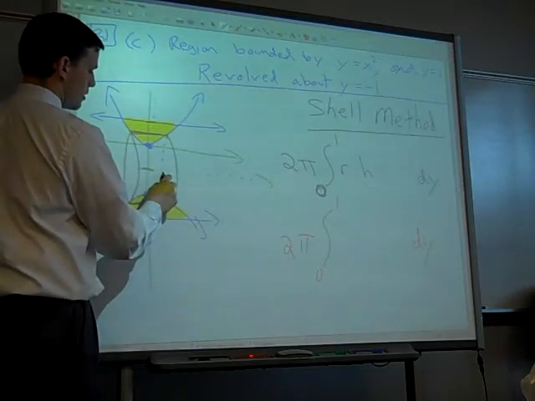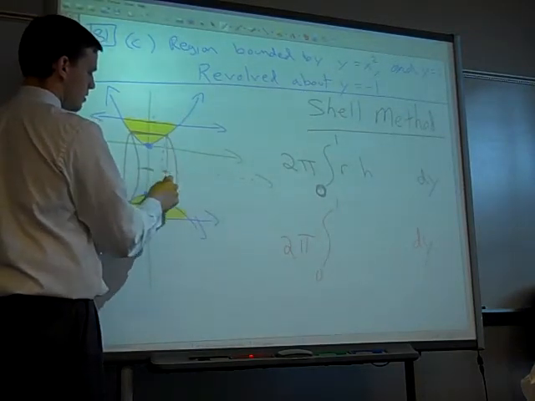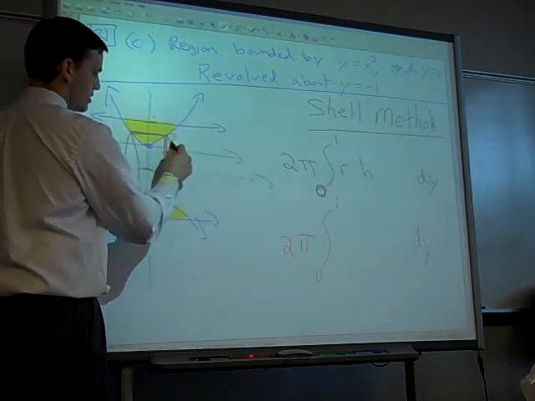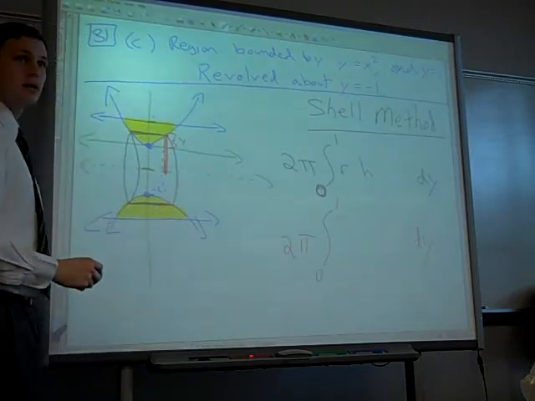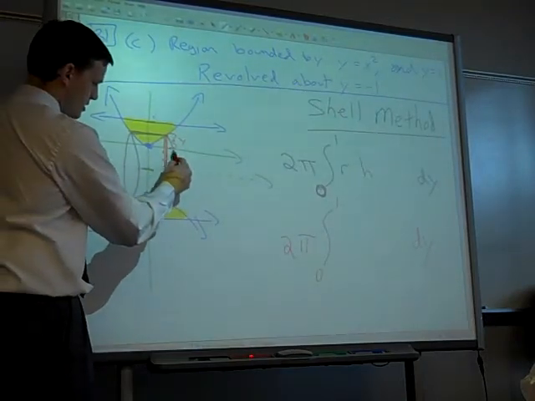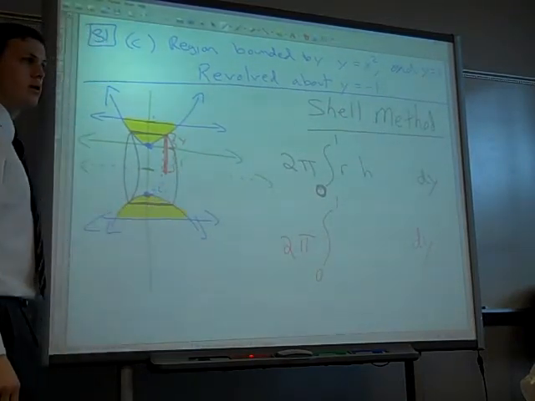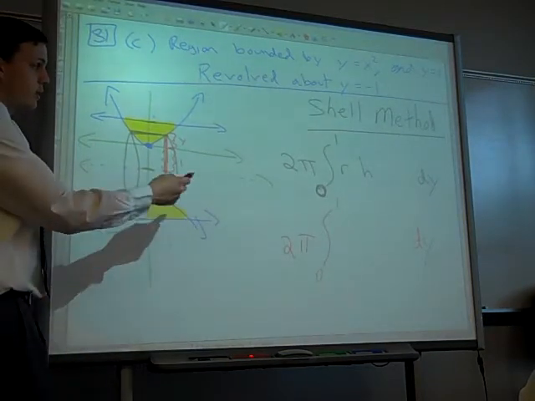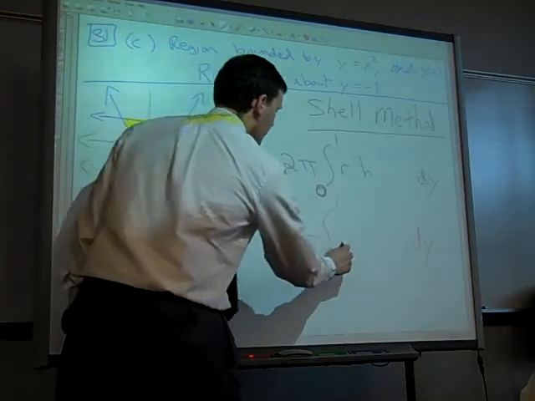So here's our radius. That's the radius of the cylinder. So this distance right here is y, as Paul said. And this distance is 1. Right? Does that make sense to everyone? And it's a dy integral, so we'll just do 1 plus y.